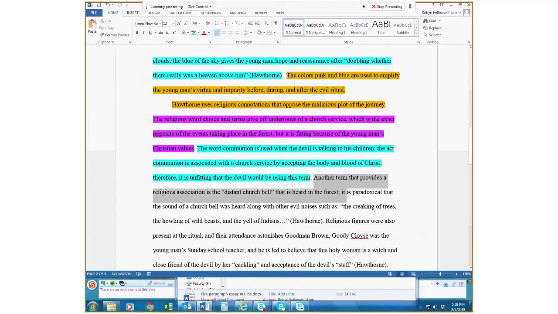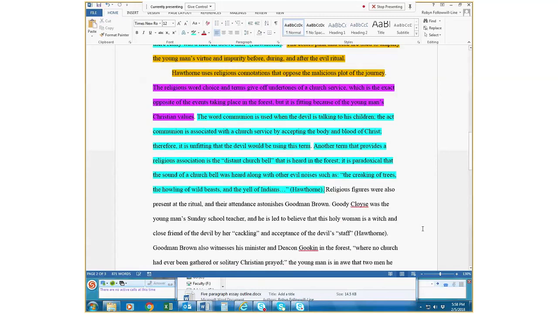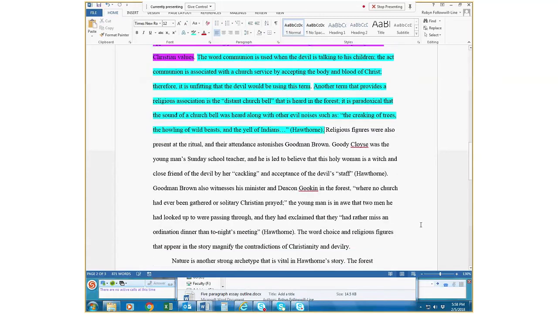Second example, another term that provides a religious association is the distant church bell that's heard in the forest. It's paradoxical that the sound of a church bell was heard along with other evil noises, such as the creaking of trees, the howling of wild beasts, and the yell of Indians. Religious figures were also present at the ritual, and their attendance astonishes Goodman Brown.